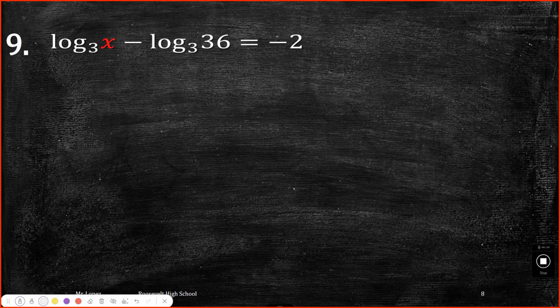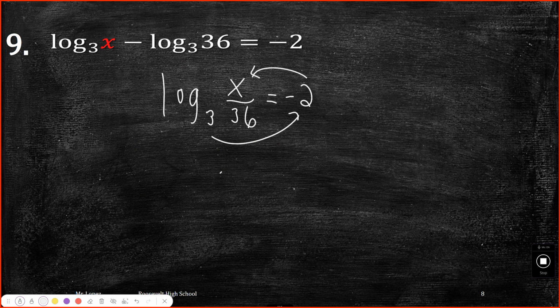What is step 1? Whose property are we using? Quotient property. So it's going to be log base 3 of x over 36 is equal to negative 2. And then we're going to go 3 to the negative 2 power. 3 to the negative 2 power is equal to x over 36.